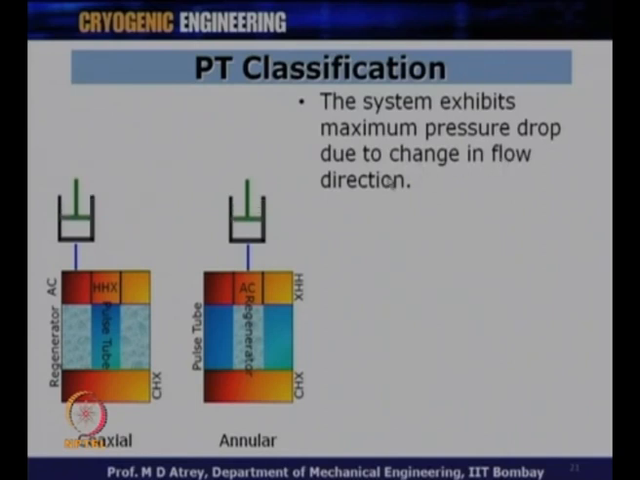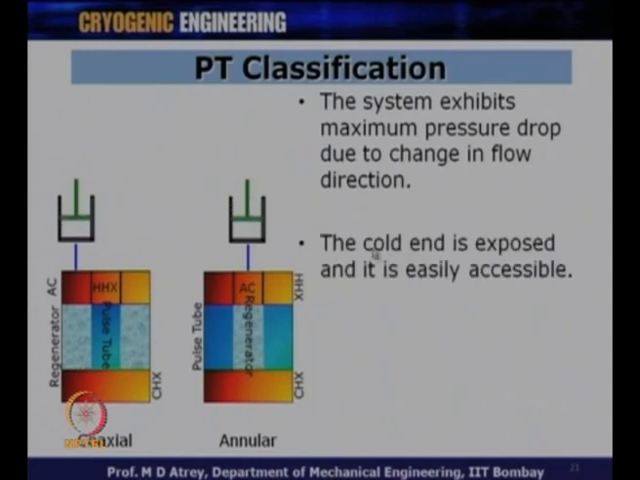Let us come now to coaxial and annular cryocoolers, and you can see that the system exhibits maximum pressure drop due to change in flow direction. So, here the gas will come like that and it will have a sharp bend in both these cases, and therefore, the pressure drop in both the coaxial and the annular pulse tube cryocooler will be very high. In this case, the gas will come from the center and then go to the pulse tube, again having to turn in a sharp way, isn't it, because they are all assembled together. So, in both these cases, the pressure drop loss is going to be tremendous.